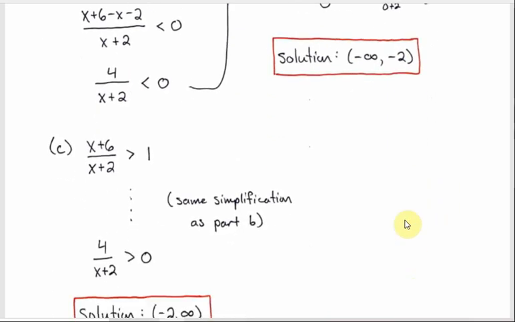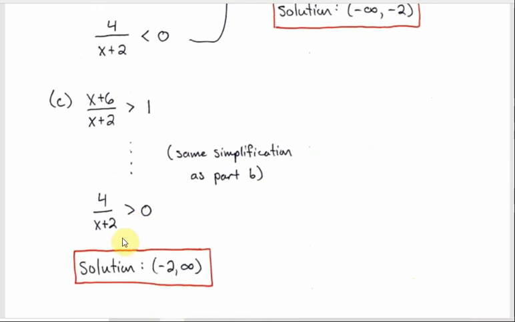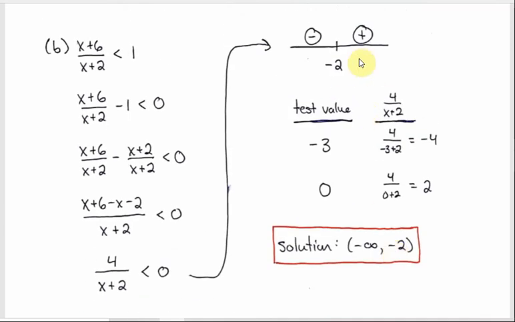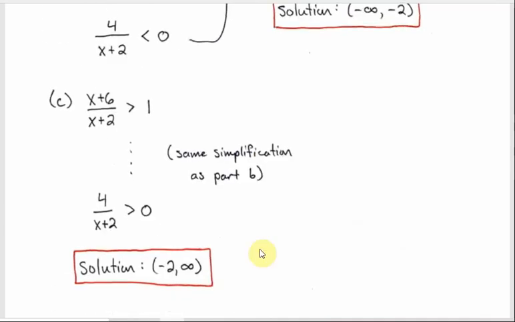And then for part C, it's the same simplification as part B, you just end up with the inequality facing in the opposite direction. So you're just looking for where 4 over x plus 2 is positive. We already know that because it's right here. It's when x is bigger than negative 2. So the solution to part C is the open interval from negative 2 to infinity. There's not really extra work to do there, and I don't view this as a shortcut at all. The work is absolutely identical, so basically you do B and C simultaneously.